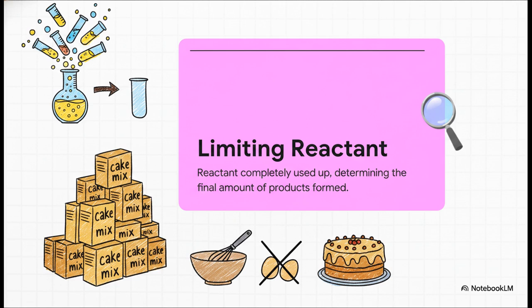Now, in a perfect world, you'd mix exact amounts of chemicals and they'd all perfectly, completely transform. But in the real world, one chemical usually runs out first. We call this the limiting reactant. It's the reactant that gets completely used up, and it single-handedly dictates the final amount of product formed. Think about baking a cake. If you have 10 boxes of cake mix, but you only have 2 eggs in the fridge, it doesn't matter how much mix you have. Those eggs are your limiting reactant. Once they're gone, the baking completely stops. And it's the exact same principle playing out in a chemical reaction.